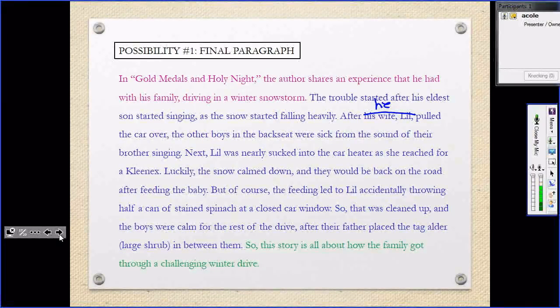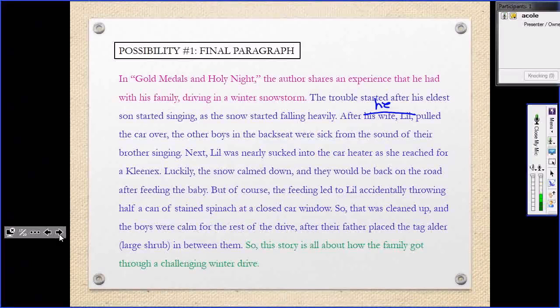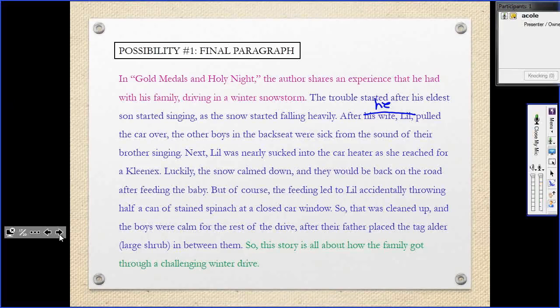Next, Lil was nearly sucked into the car heater as she reached for a Kleenex. Luckily, the snow calmed down and they would be back on the road after feeding the baby. But of course, the feeding led to Lil accidentally throwing half a can of strained spinach at a closed car window. So that was cleaned up, and the boys were calm for the rest of the drive, after their father placed the tag alder, a large shrub, in between them. So this story is all about how the family got through a challenging winter drive.